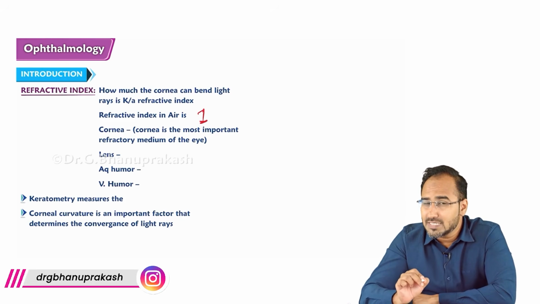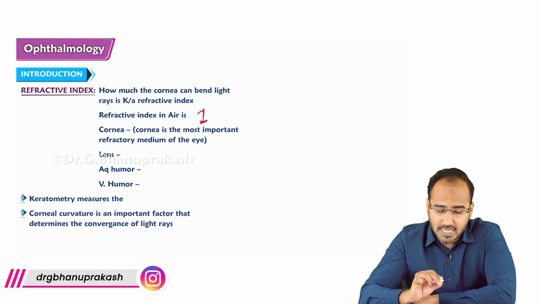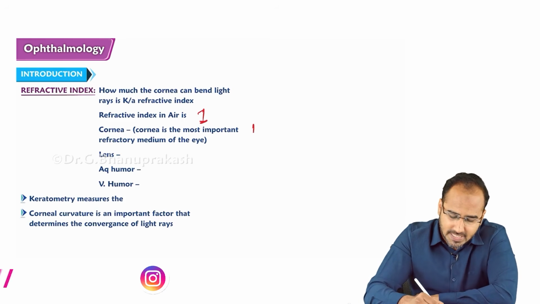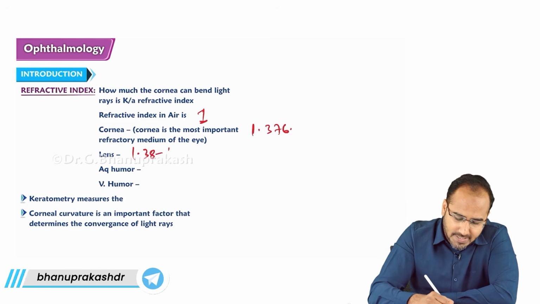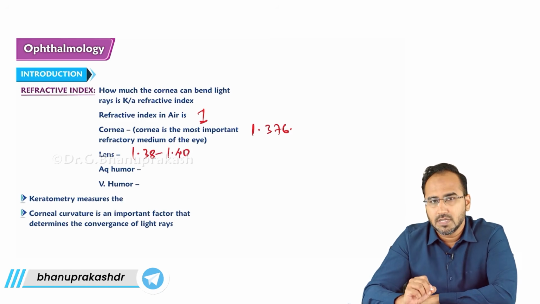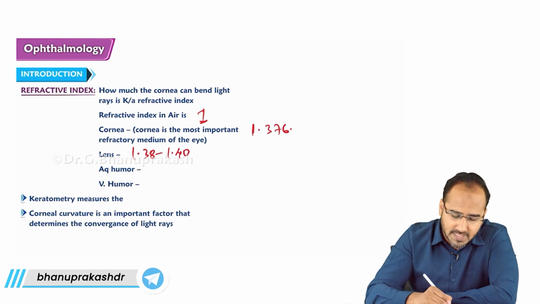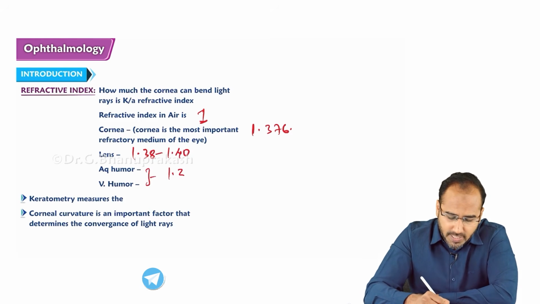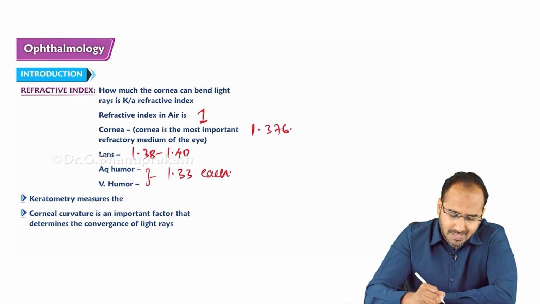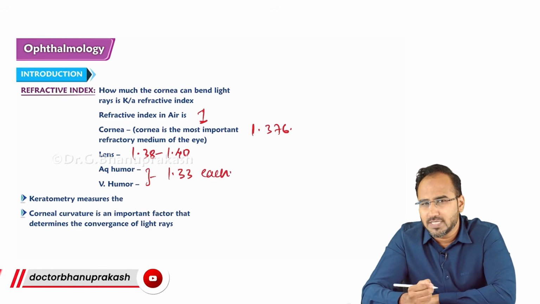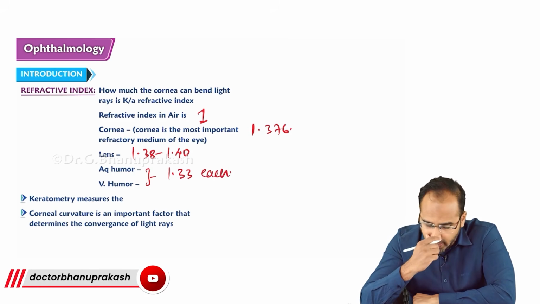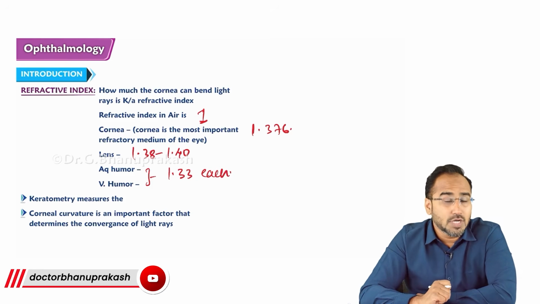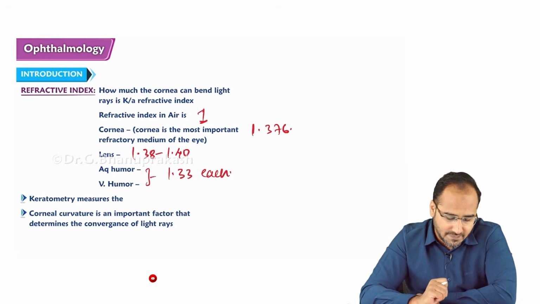I told you cornea is the most important medium for refractive index. In cornea, the refractive index is 1.376, whereas in the lens, the refractive index is 1.38 to 1.40. What is the refractive index in aqueous and vitreous humor? It is 1.33 each. Aqueous humor has a refractive index of 1.33 and vitreous humor also has a refractive index of 1.33. Okay?